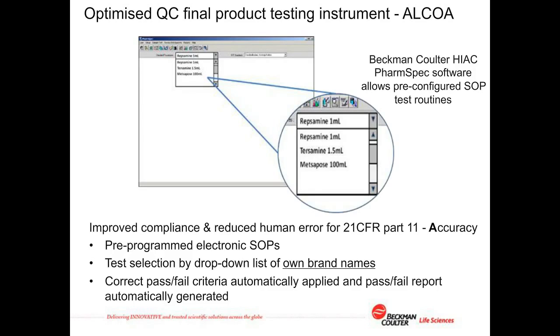So what we've done is we've allowed you to pre-program your electronic SOP into the counter itself. And the test selection can be done by a list of your own brand names. So as you can see in the example here, I put my fictional drugs in there, repsamine and tersamine. So the QC technician doesn't need to think too much about the test. They select the product according to the brand name, and then they put through the test, and the machine itself will automatically calculate the pass-fail and give a report in electronic format contemporaneously. So we've improved the accuracy, reduced human error, and got a contemporaneous result.